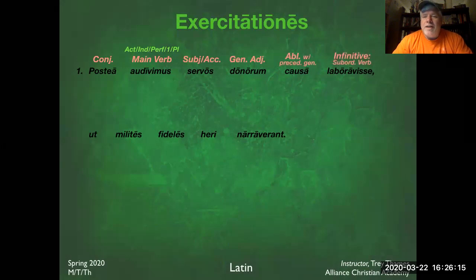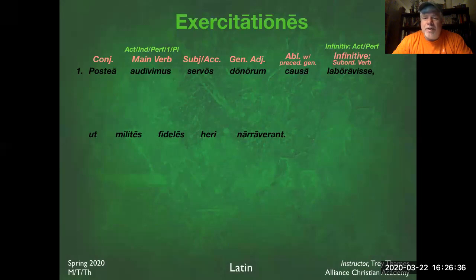So laboriosi is an infinitive, but it's the subordinate infinitive, right? It's not the main verb. It's a subordinate verb. And if you're going to parse that, you see that it's an infinitive, and I did not put an E there. I'll have to fix that. But it is an active, perfect infinitive. Notice it's the third principal part plus isse. That makes it the active, perfect infinitive.